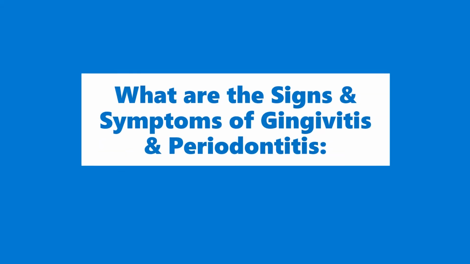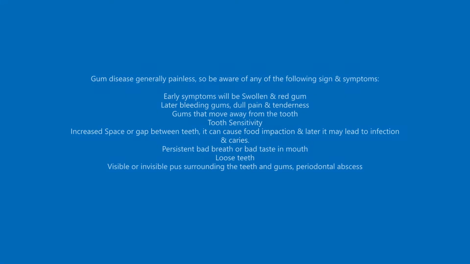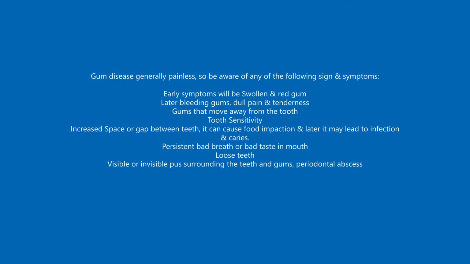What are the signs and symptoms of gingivitis and periodontitis? Gum disease is generally painless, so be aware of any of the following signs and symptoms. Early symptoms will be swollen and red gums. Later bleeding gums, dull pain and tenderness. Gums that move away from the tooth. Tooth sensitivity. Increased space or gap between teeth.